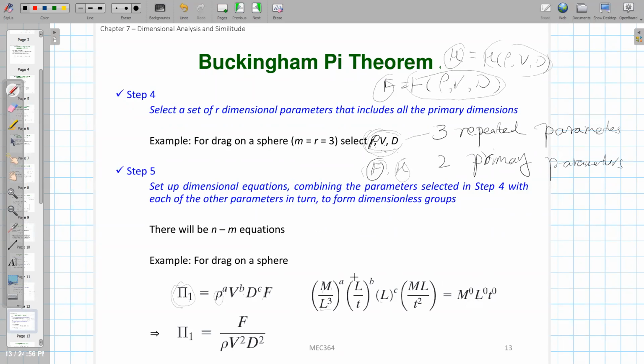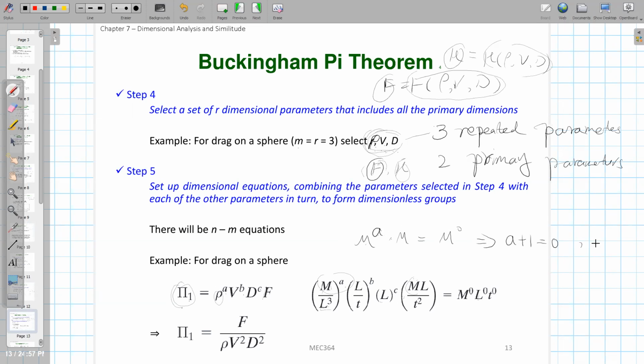So we have 3 unknowns, a, b, c, that we do not know. We need to find these equations and find the a, b, c values. How do we find them? First we start with M. M appears to the power of a from rho, and then we have another M from the force, and the total should equal M to the 0, right? So M to the power a times another M equals M to the 0. In other words, this gives you what? a plus 1 equals 0.